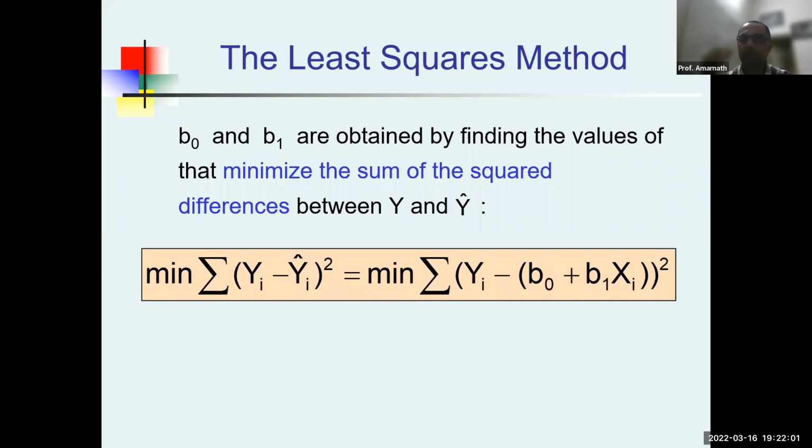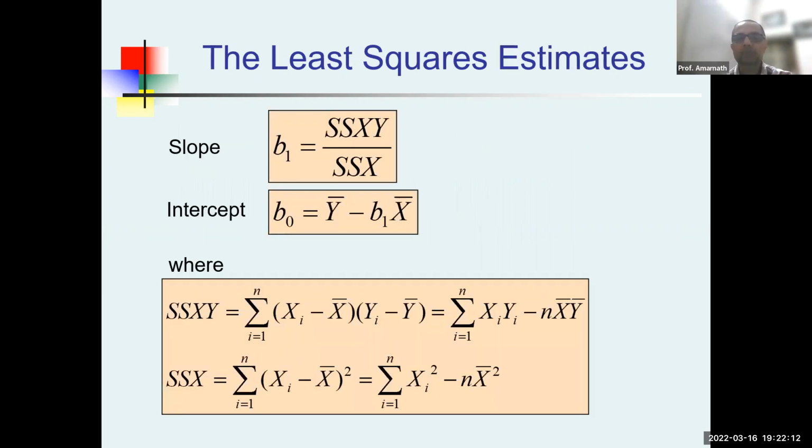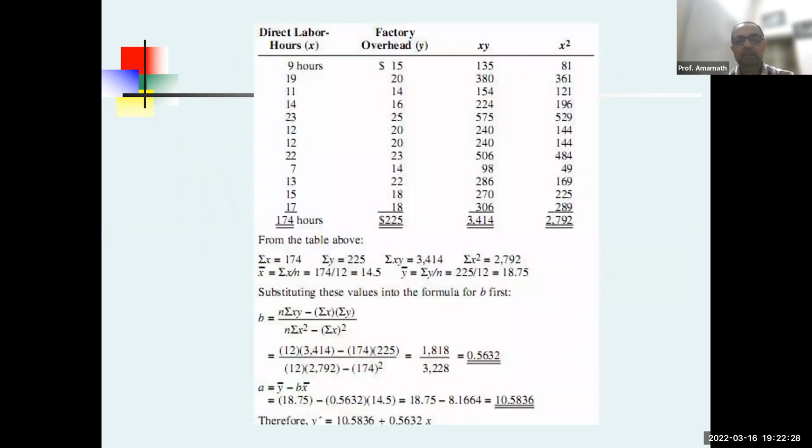In Excel also, we use a GUI, we get the answers at the click of a button, but behind this is the thing which it works on. So as I told you, it requires some formulas. How to calculate all these things is given here. So B1 is SSXY divided by SSX. B0 is Y bar minus B1 X bar. I'll show you through an example.